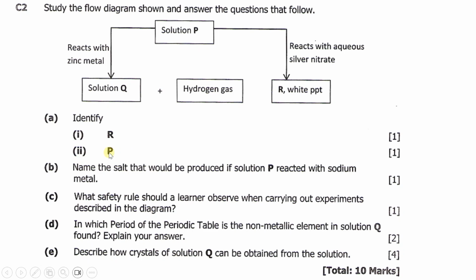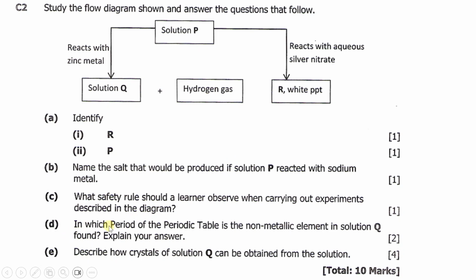Then part 2, P here will be hydrochloric acid. Then B, they say name the salt that would be produced if solution P reacted with the sodium metal. If solution P, which is hydrochloric acid, reacts with sodium, the salt that will be formed is sodium chloride. Then C, what safety rule should Elena observe when carrying out the experiment described in the diagram? She should put on protective equipment such as goggles and laboratory coats.